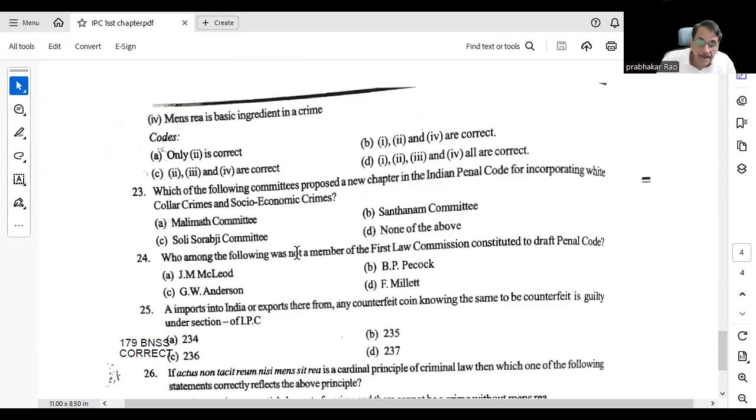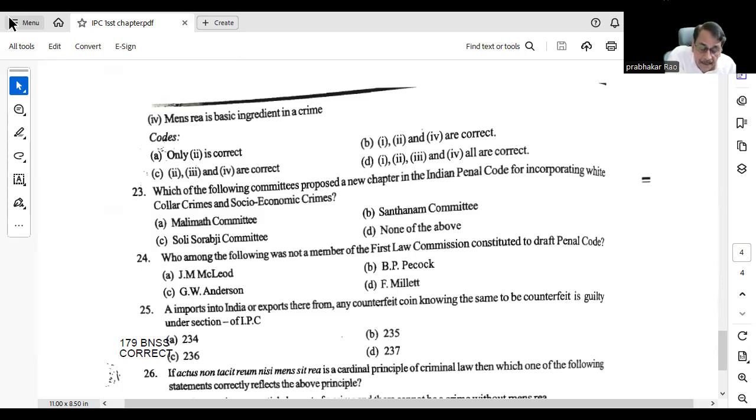Which of the following committees proposed a new chapter in the Indian Penal Code for incorporating white-collar crimes and socio-economic crimes? The answer is the Santhanam Committee. Okay, what are those white-collar crimes? Those crimes in which your hands are not wet with blood. You don't use very offensive things. But in the case of cheating, mischief, criminal misappropriation of property, the element of violence is also not there. But these won't be categorized as white-collar crimes.